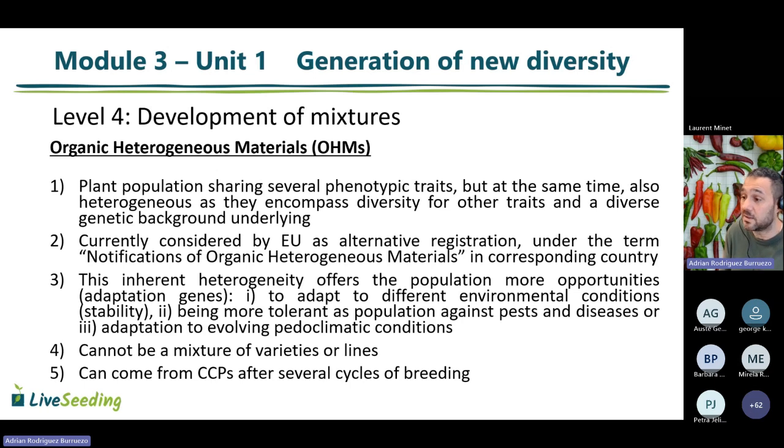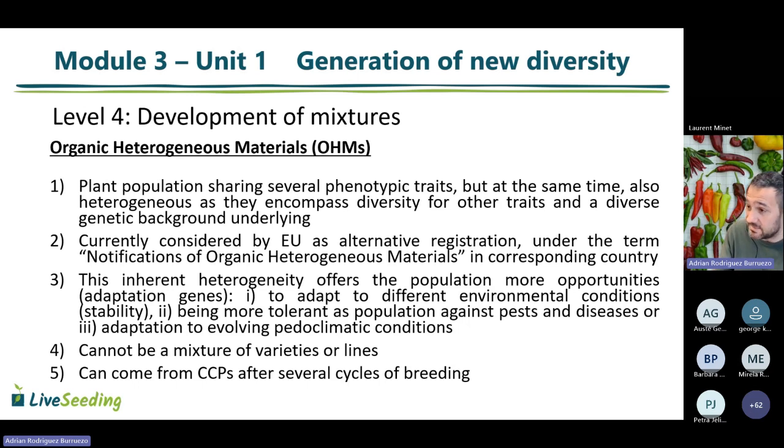conditions, stability, to be more tolerant as a population against pests and diseases, or adaptation to evolving climatic conditions like climate change, as I mentioned. They cannot be a mixture of varieties or lines. Usually, they come from composite cross populations after several cycles of breeding, or directly from very heterogeneous population varieties like the carrot, purple carrots or peppers I showed previously.